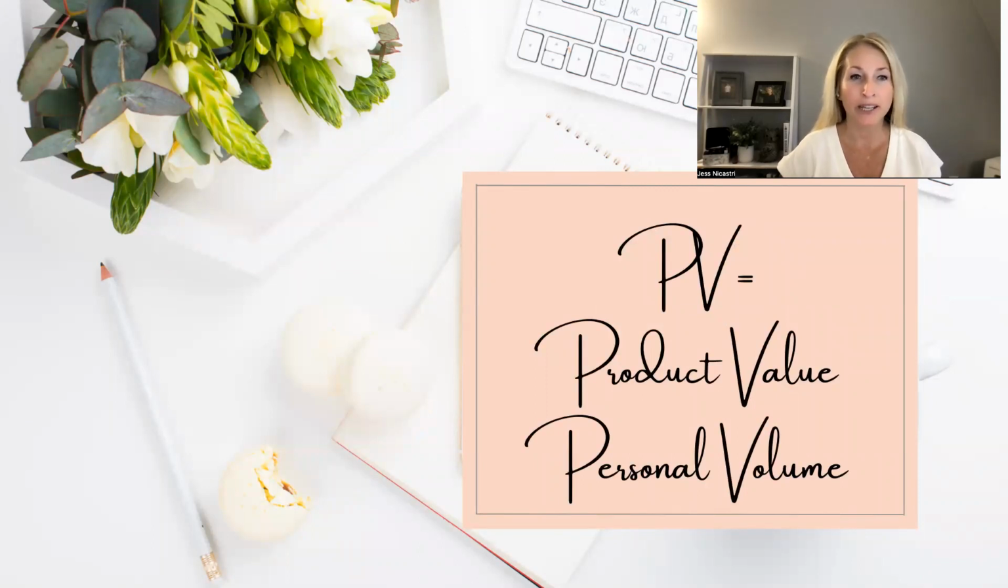Now this one can be a little tricky because most of the time it means product value, but it can also mean personal volume. When we're talking about product value, it's when you have somebody placing an order, and let's say they're going to get the frankincense oil. It's $78, but it's 73 PV for product value. The reason for this is that there's just a difference that doTERRA has set, and it doesn't happen on all oils, but it is on a few oils and some of the other products.